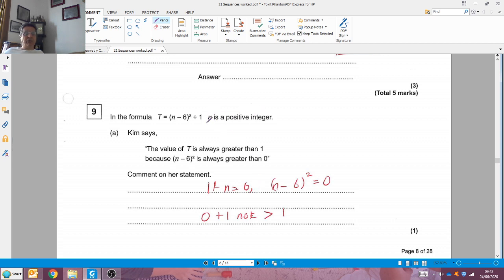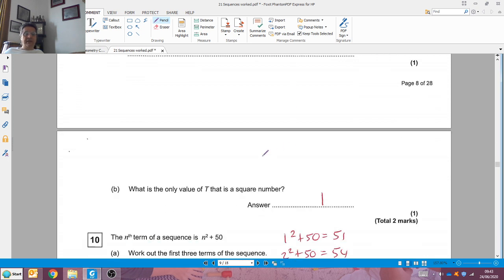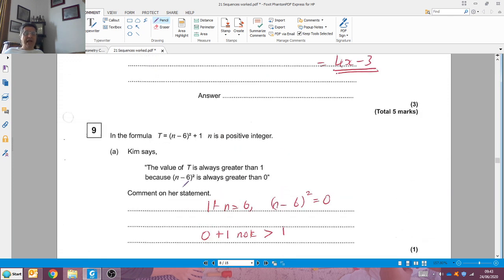Because who's to say n can't be worth 6? It says n's a positive integer. So in order to make this bracketed term 0, I have to go for n equals 6, and you're left with t equals 1, which is incidentally the answer to the next little bit. The only value of t that's a square number is 1. No matter what you put in n, when you take away 6 and square it and add 1, you will not get a square number.